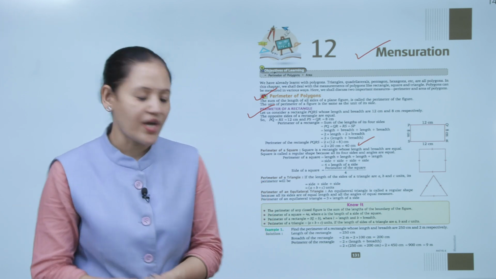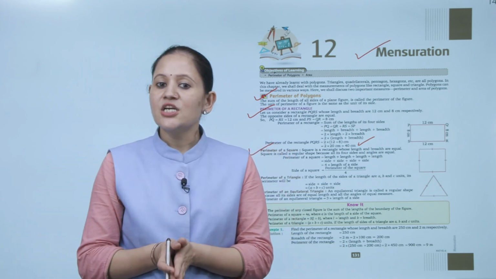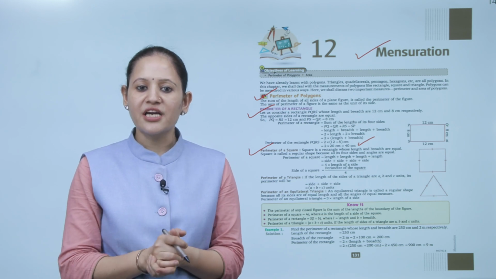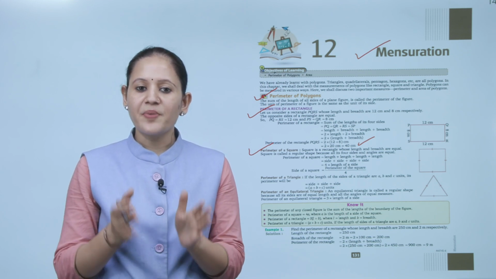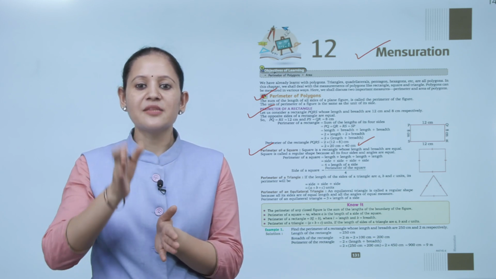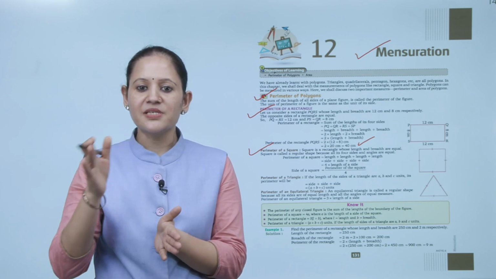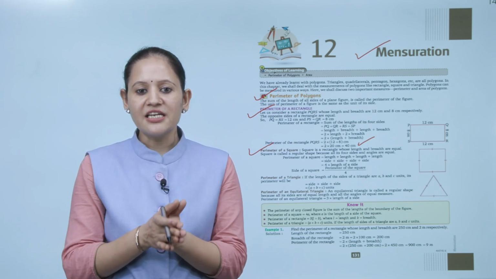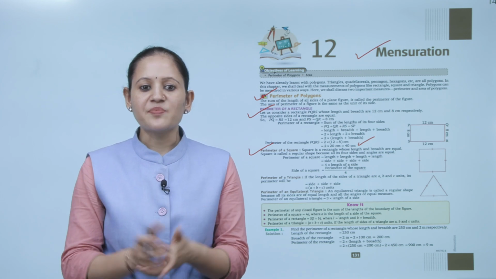Next is perimeter of square. Square is a rectangle whose length and breadth are equal. Square is called the regular shape because all its four sides and angles are equal. So perimeter of square will be length plus length plus length plus length. All four sides are equal, means side plus side plus side plus side. So 4 into length of side, and if we have to find out the side, that is perimeter of square upon 4.